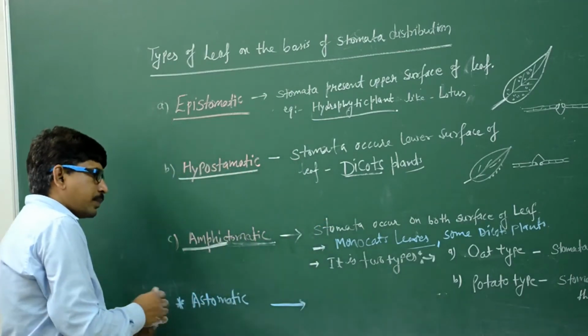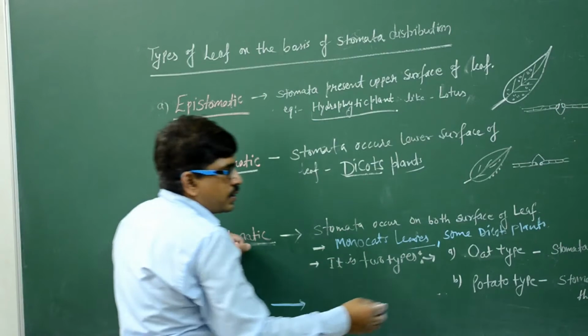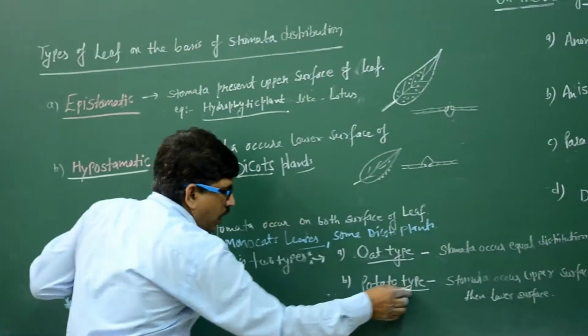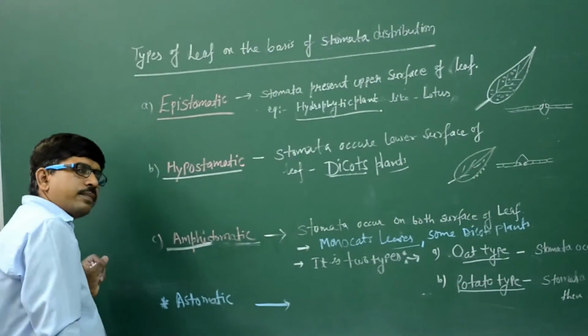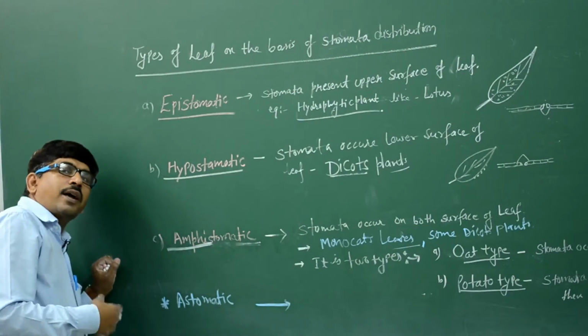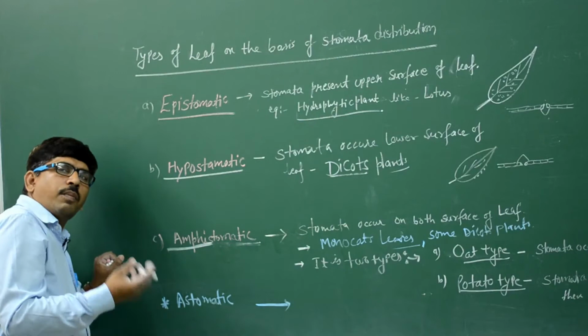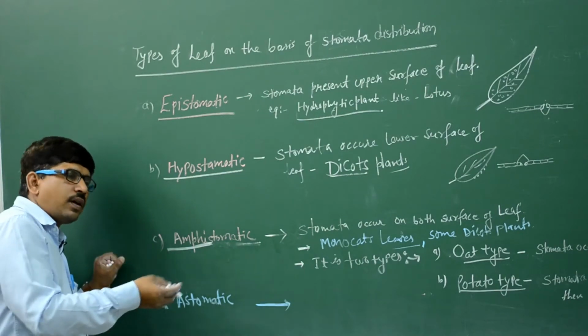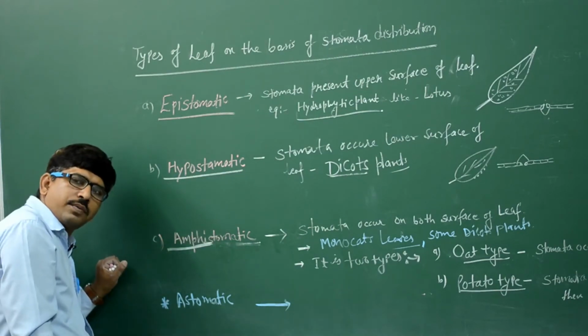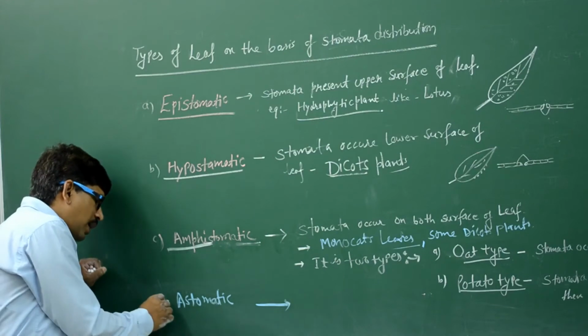Clear. And it is the oat type first and second one is the potato type. Potato type means it is dicot. So amphistomatic generally represents the monocot, but some dicots also represent the amphistomatic. Example, potato type. Clear? Next is the astomatic.